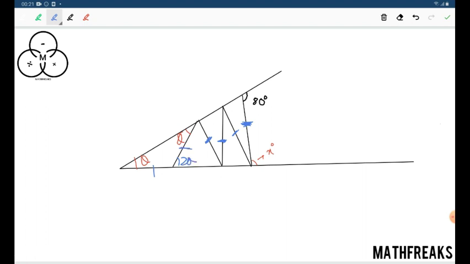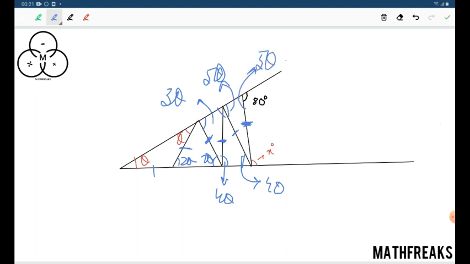Now this line and this line are equal to each other, so this is also going to be theta. Similarly, this part will be now 2 theta plus theta, 3 theta. This is 3 theta. Then this part is 4 theta. This is 5 theta. This is also 5 theta.